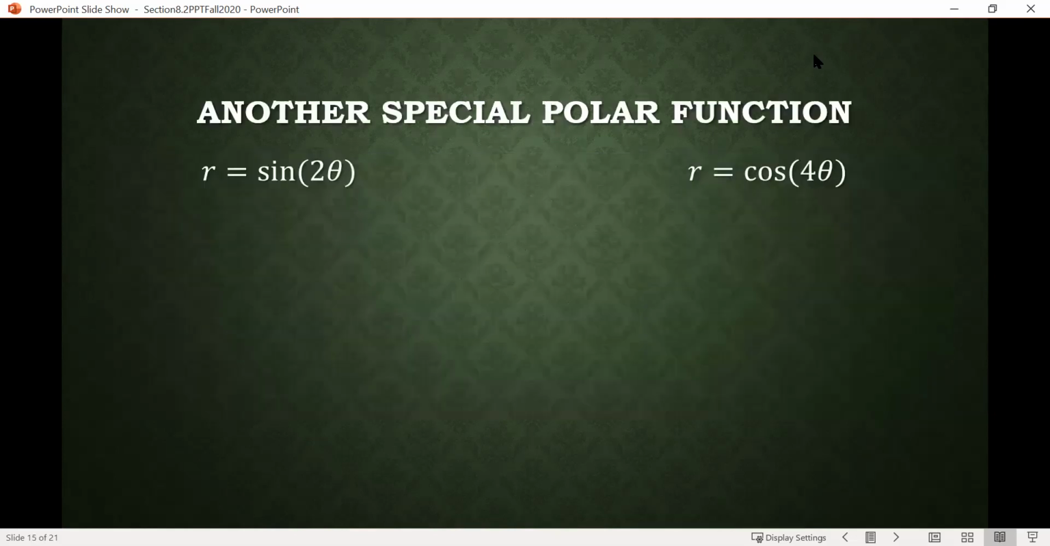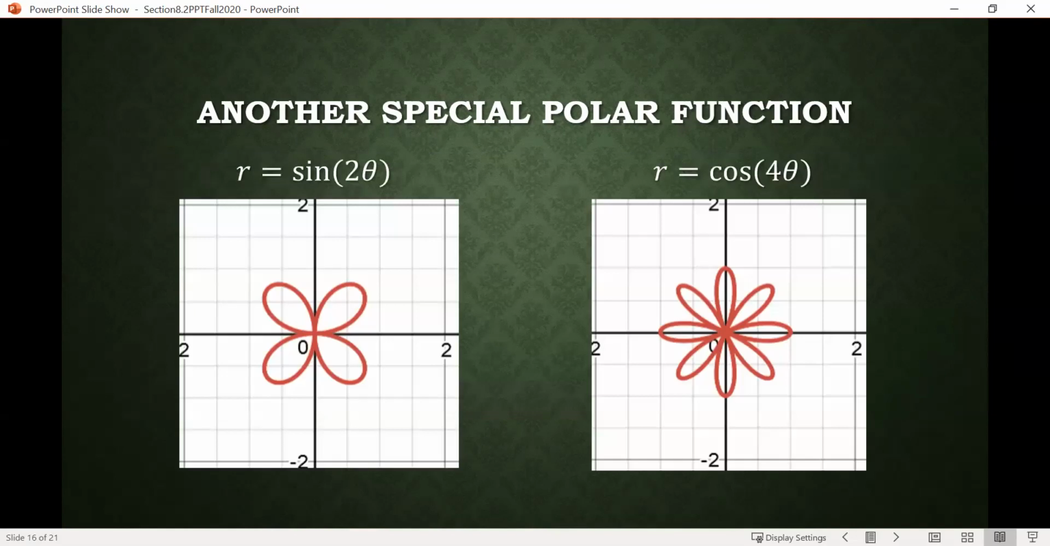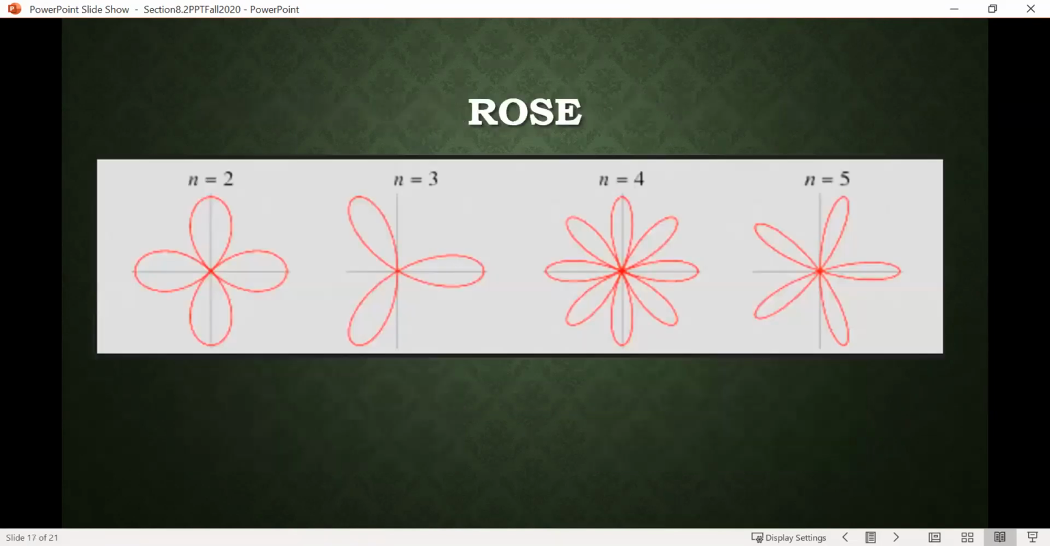Another special type of polar function you might see are these: r equals sine 2 theta and r equals cosine 4 theta, or really sine or cosine of anything times theta on the inside. And what these give us are these cool looking pictures. And can you imagine what these are called? Right, they kind of look like flowers, and these are actually a special type of flower. They're called roses. Okay, so this is what we call a rose.